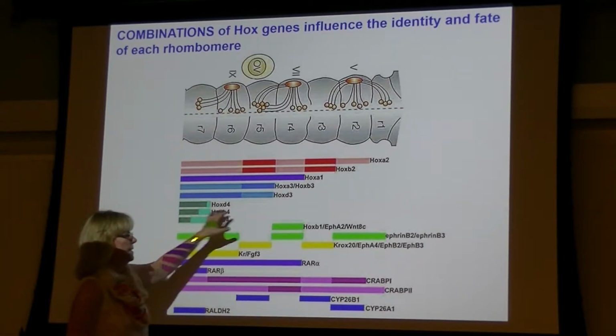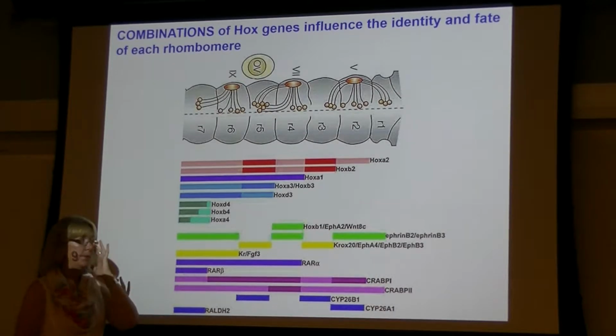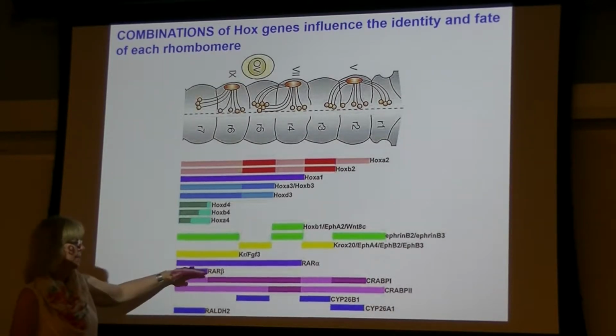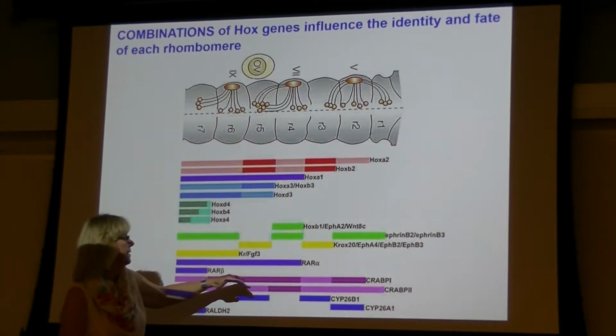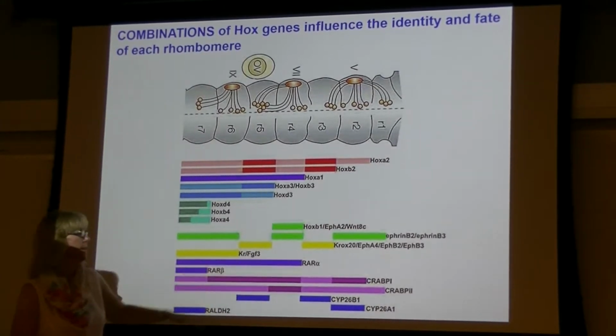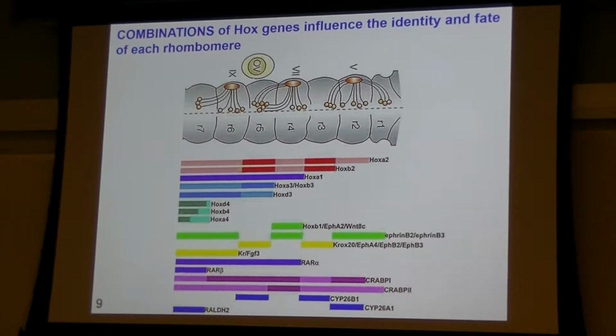So here are some additional signaling molecules. It's not just Hox genes, but there are other key players as well. Here's a retinoic acid receptor, and then even a growth factor here. So growth factors and Hox genes continue to be important for brain development.